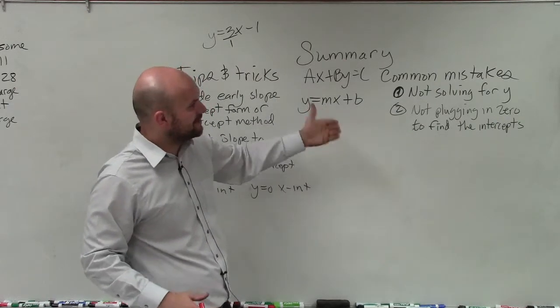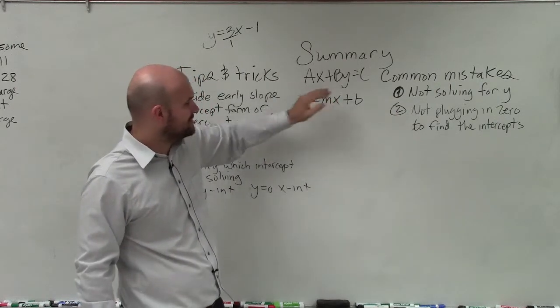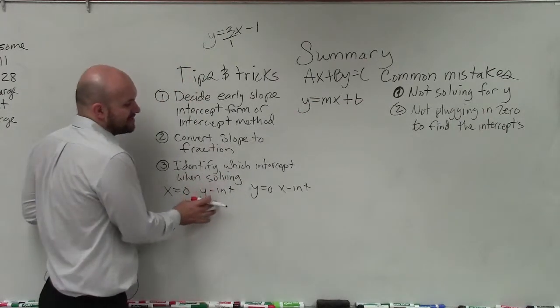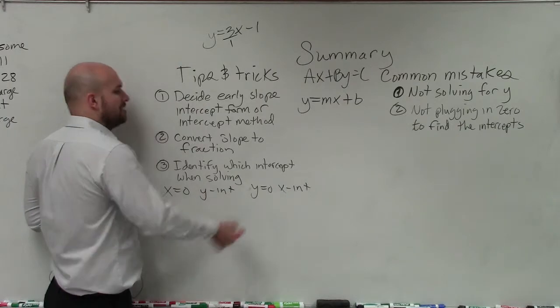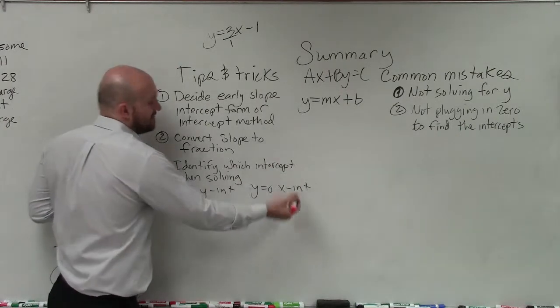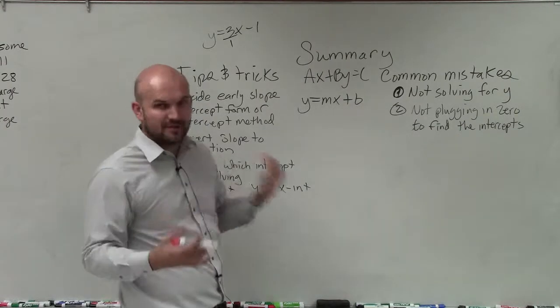You have to be very, very careful that when you're solving using your intercept form, you plug in 0 for one variable and then solve for the other. Plug in 0 for the other variable, and then solve for the other. And then you just plot those 2 points.